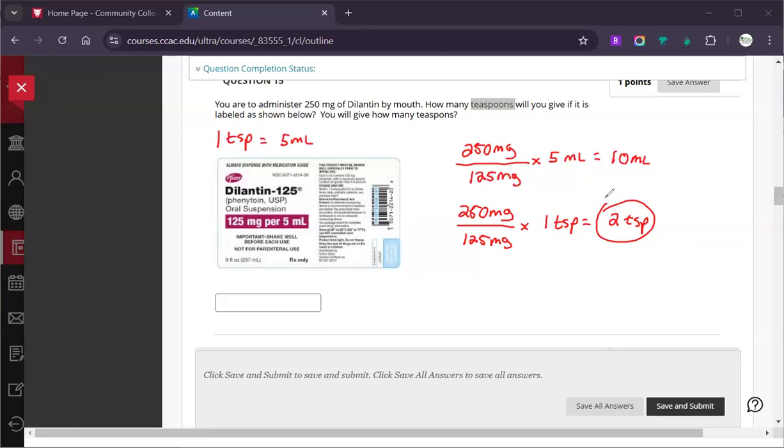Now, the other thing is, just because you see a Dilantin question doesn't mean it's always in teaspoons. So make sure you're reading the question carefully, because sometimes they will trick you, not intentionally. They just want to make sure you're reading the question, and they'll ask you how many milliliters will you administer, and it's the same problem. So we're going to put 2 here.